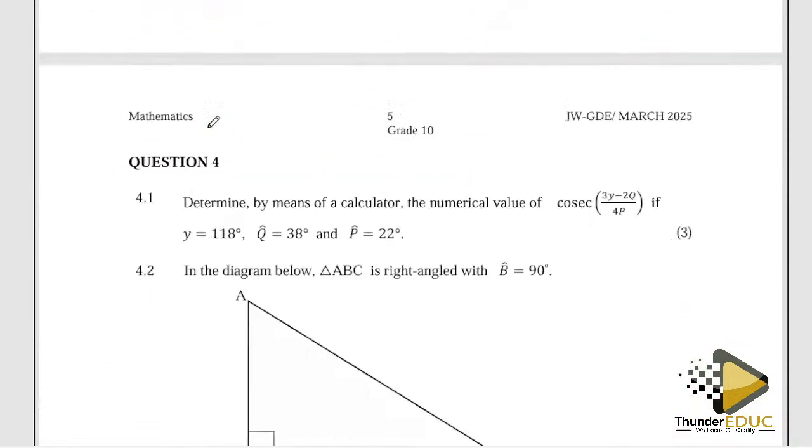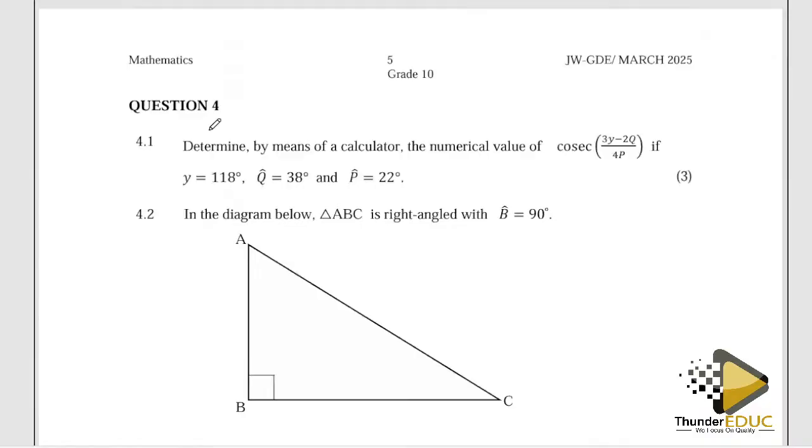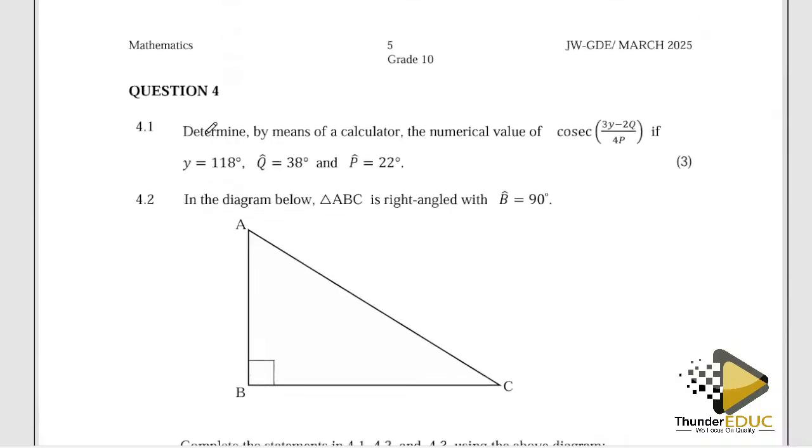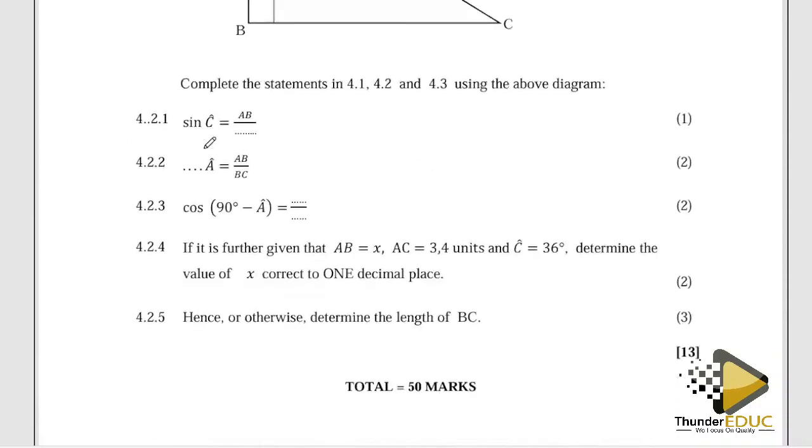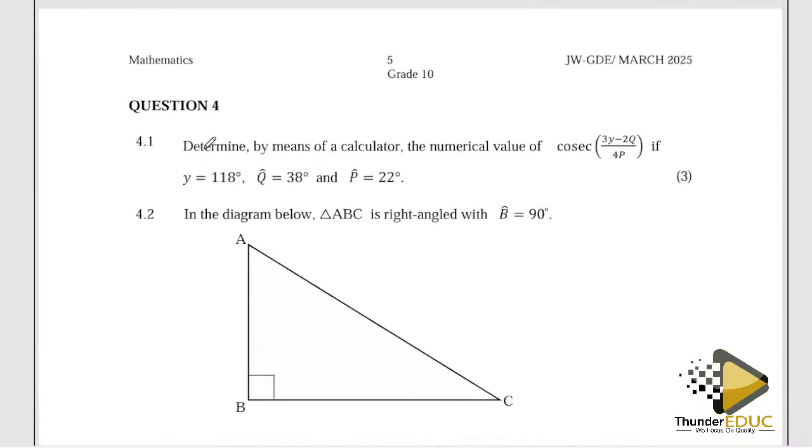We move on. Question number 4, which is the last question, and that is trigonometry. So with this trigonometry, there's something that we need to pay attention to. 4.1, determine by means of a calculator. In other words, our answer now needs to be in this. They want the value of cosec of this whole thing.